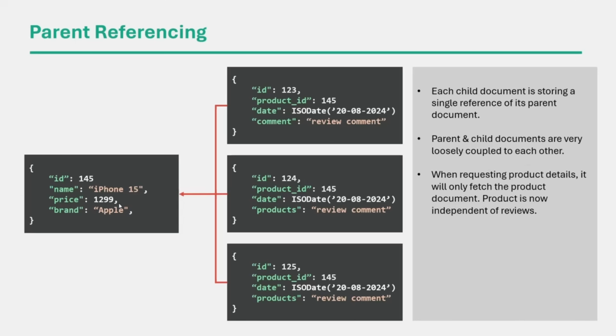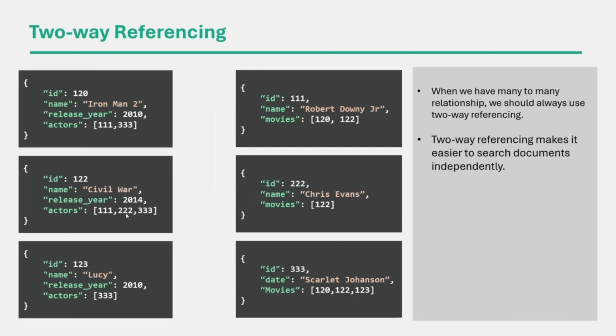Apart from these two types of referencing, we also have two-way referencing. So let's now talk about this type of referencing. We have already seen two-way referencing before when we talked about many-to-many relationships. So whenever you have a many-to-many relationship, you will always have two-way referencing. Now what do we mean by two-way referencing? In two-way referencing, the parent document stores the reference to its child documents, and the child documents also store the reference to their parent documents. For example, here we have movie documents, and on the right-hand side we have actor documents. If you look at the movie document, we are storing the reference of actor documents.